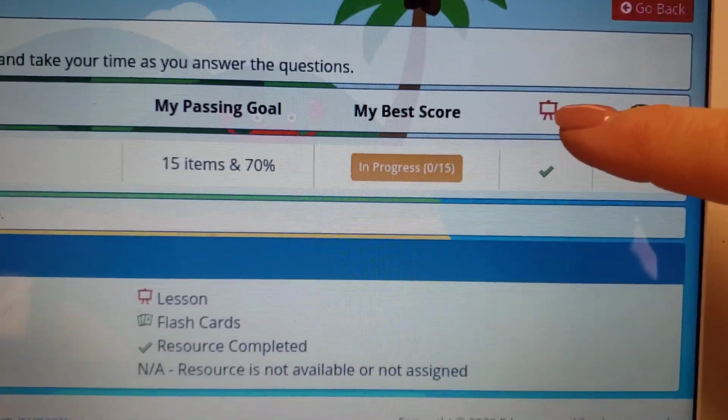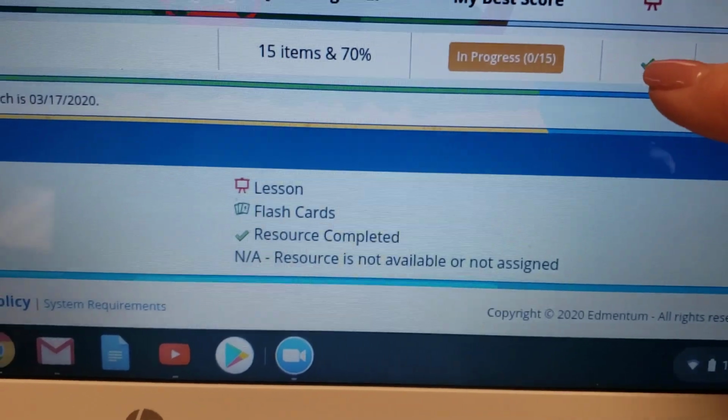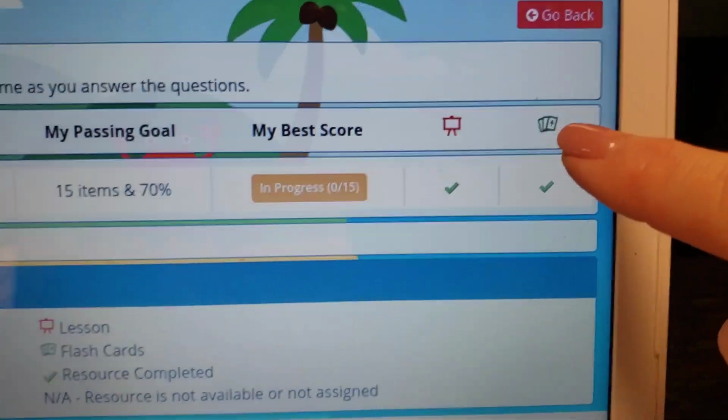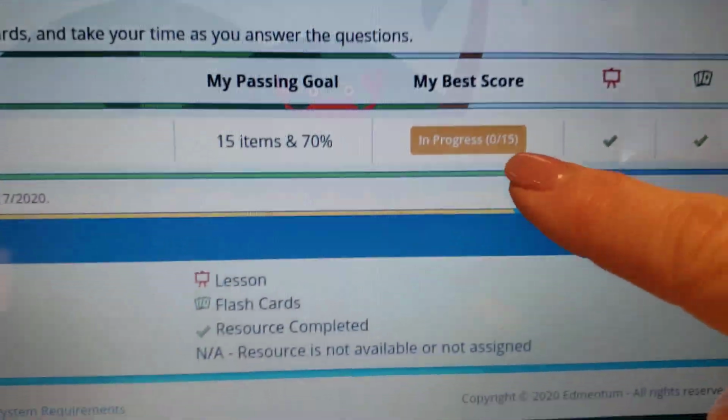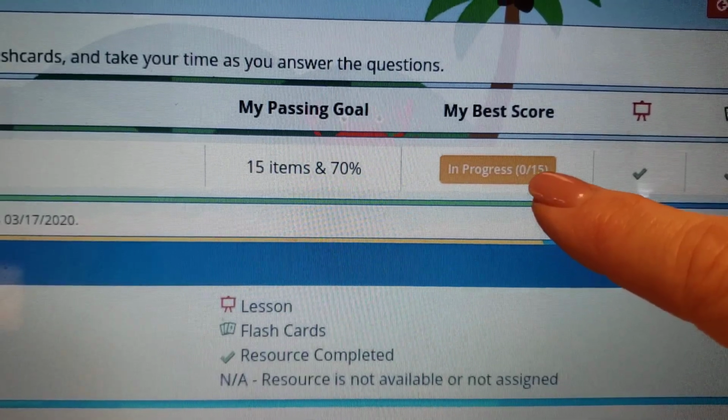But look at this. This is my lesson. It tells me that it is complete. You have a key down here. My lesson is complete. What else is complete? What's that symbol? Those are my flashcards. My flashcards are complete. I am currently working on my questions. I'm going to have 15 questions. So far, I've answered 0 of 15.